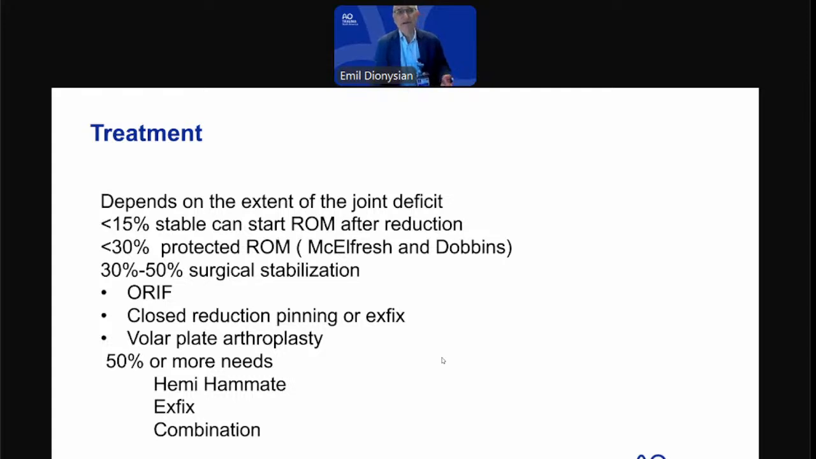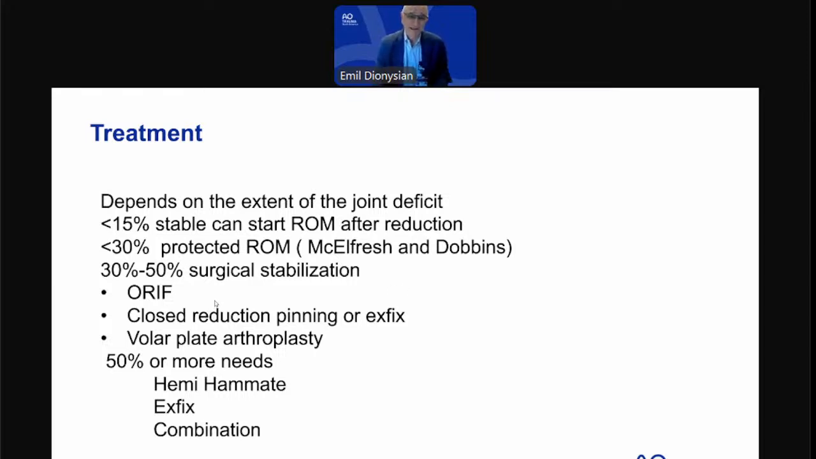So in terms of treatment, if it's less than 30% joint involvement, then active range of motion can be started almost immediately, but maybe resting for about a week. If it's 30% joint involvement or more, then we have a technique of dorsal blocking splinting, initially discussed by Dobbins and McElfresh from Mayo Clinic, with which you can start early motion, having a dorsal block to prevent dislocation.